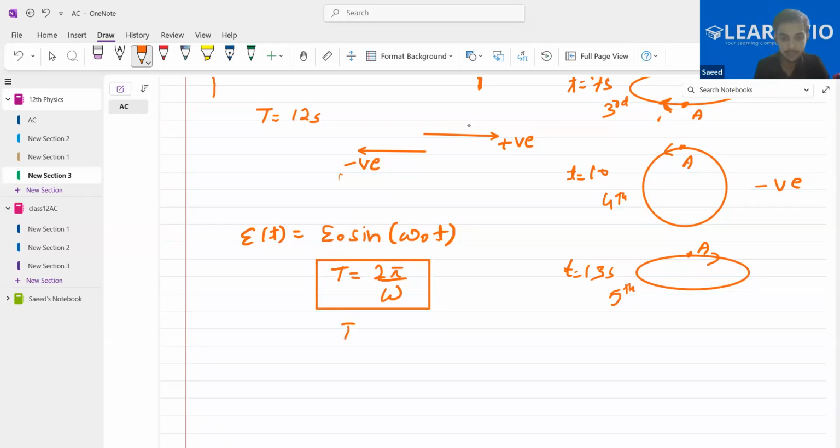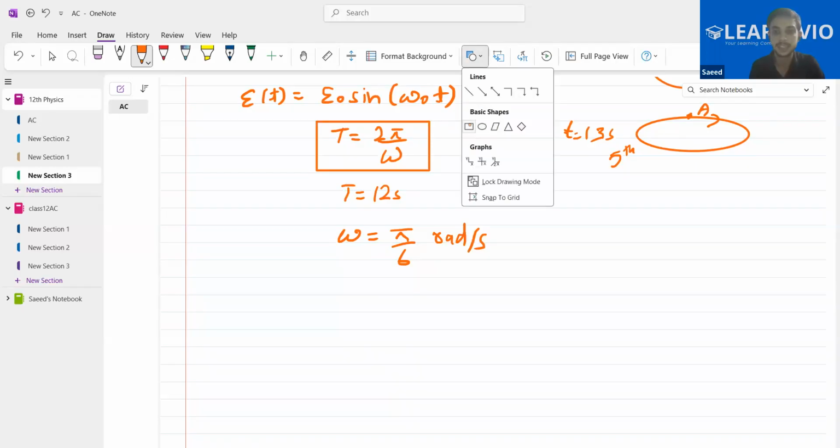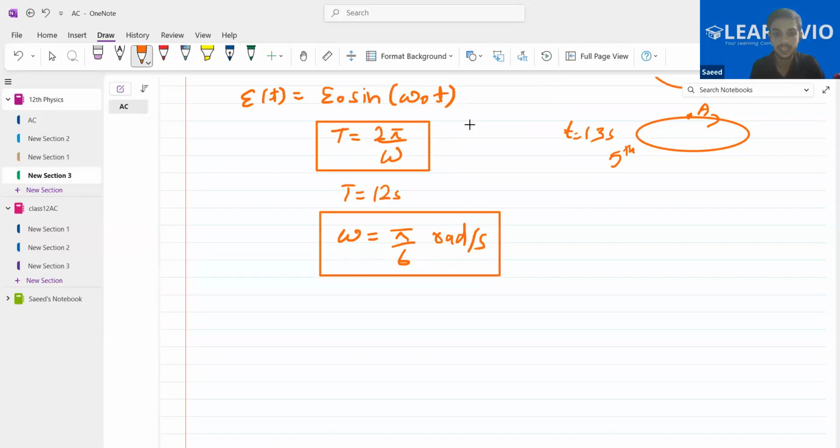Can you tell me what the time period was here? It was 12 seconds. If we put the value of T here to be 12 seconds, can you tell me what omega will be? That will be pi by 6. What is the unit of omega? Omega is radian per second.